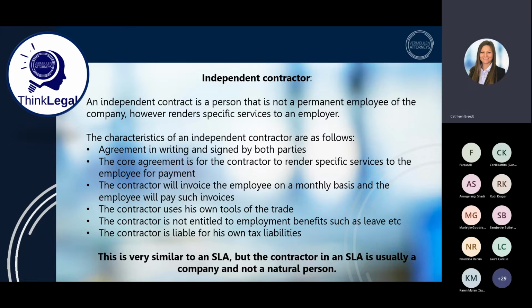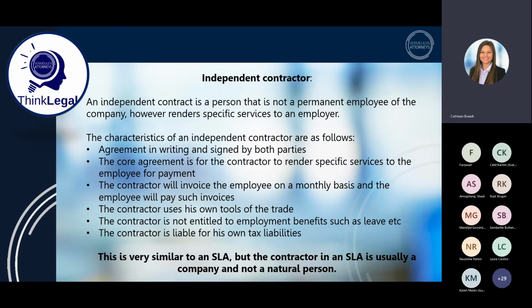Contractor is not entitled to any employment benefits such as leave, etc. And the contractor is liable for his own tax liability. So the company doesn't pay as you earn on their behalf. The payment of the tax as well as the tax submissions are done by the contractor, him or herself.